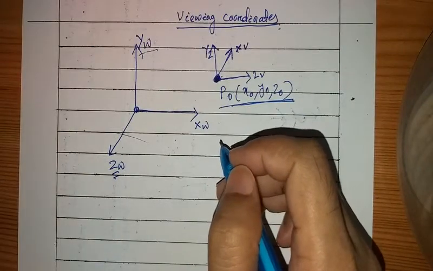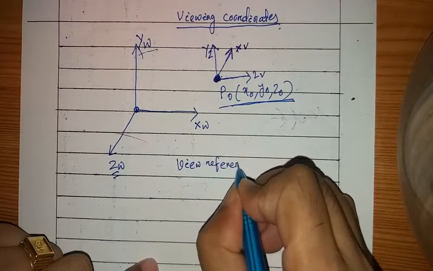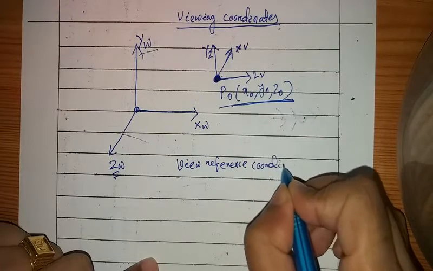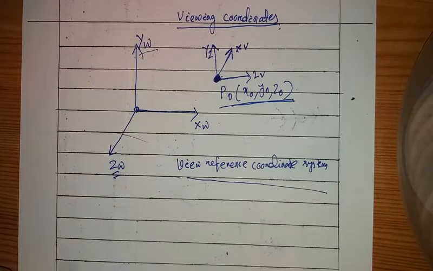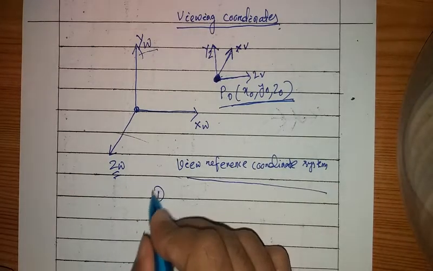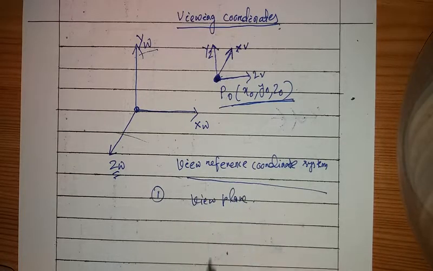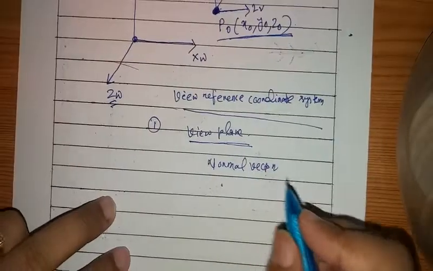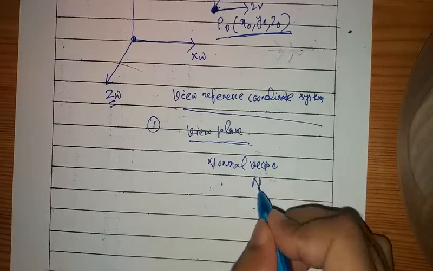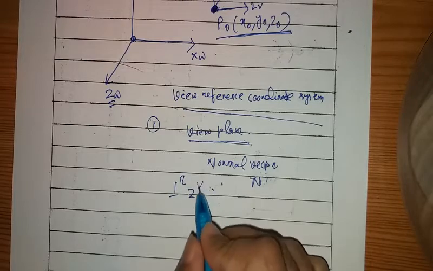Depending upon that, you have to establish the view reference coordinate system. The first step is to establish a view plane. Now the view plane normally is specified by a normal vector n, which is perpendicular to the view plane, along the zv axis.